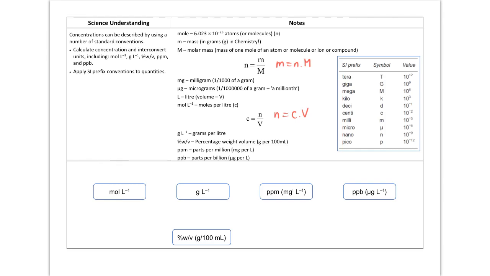Other units that we tend to use a little bit are grams per litre, pretty self-explanatory, I would hope. And percentage weight volume, which is how many grams per 100 millilitres.